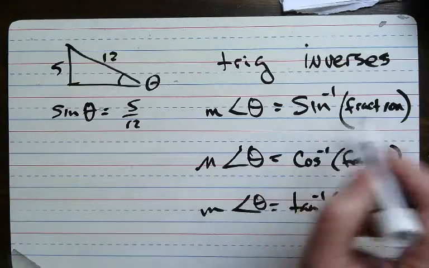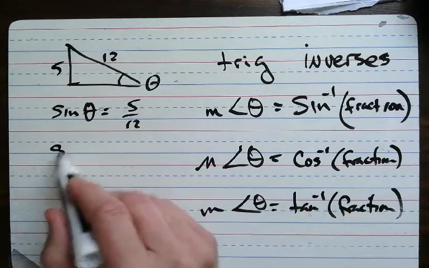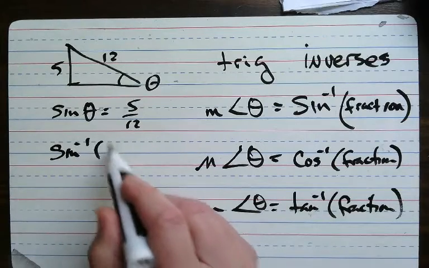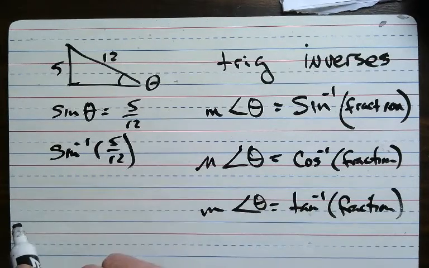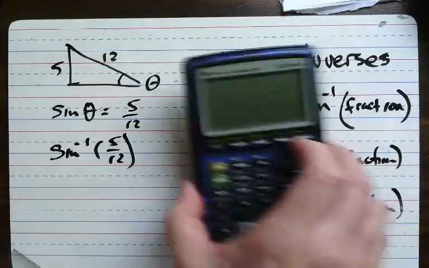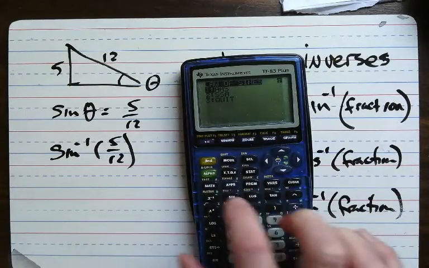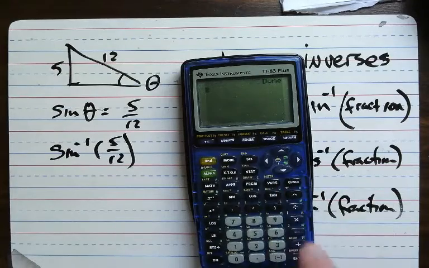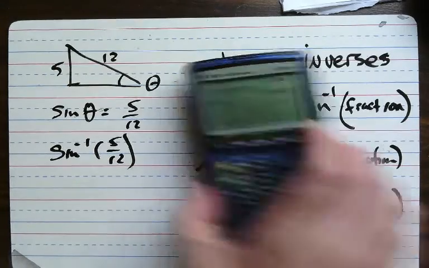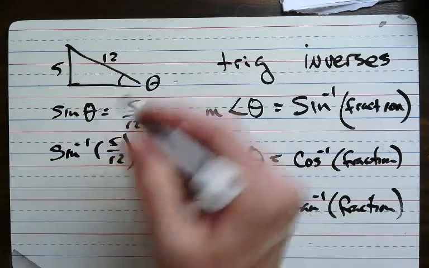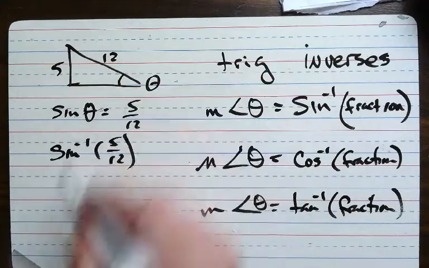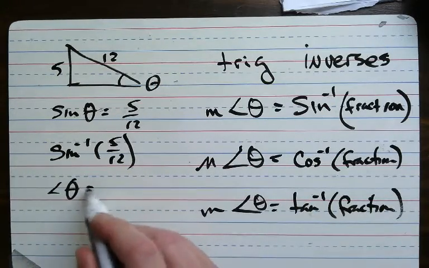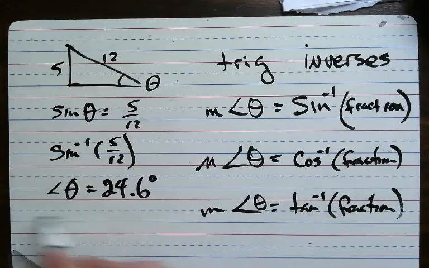But if I want to know the measure of the angle, I have to do sine inverse of 5 over 12. And lo and behold, if I do that, sine inverse. We've got to get out of this program. Sine inverse of 5 divided by 12 turns out to be 24.6 degrees. So I know that this angle right here, angle theta, is 24.6 degrees.